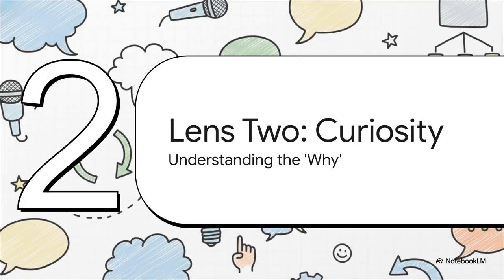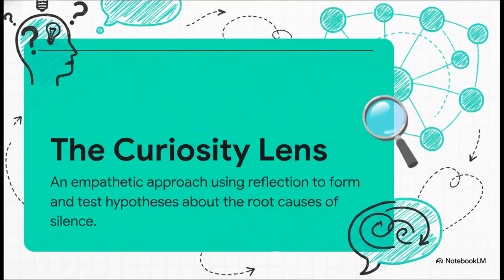Okay, next up, the curiosity lens. So we've gathered the what with our data. Now it's time to explore the why. This is where we shift from being a data scientist to being more of a psychologist, trying to really understand the human reasons behind all that silence. This lens is all about becoming what they call a reflective practitioner. It just means that when that awkward silence hits, you take a breath. Instead of getting frustrated, you get curious. You actually ask yourself, wait a minute, what assumptions am I making here? What's my best guess for why nobody's talking right now?